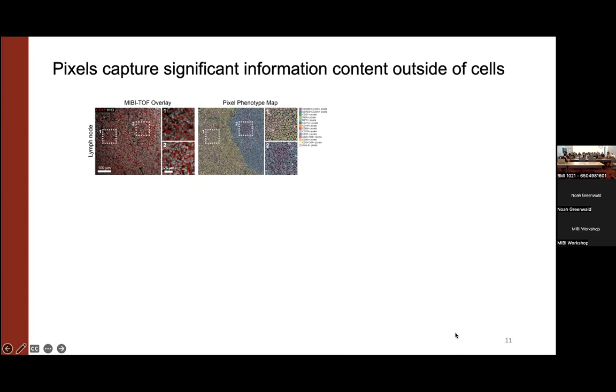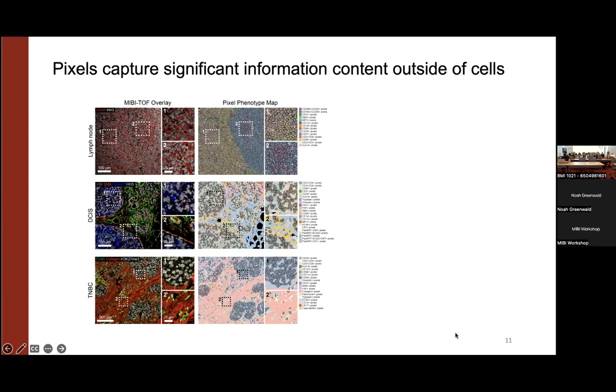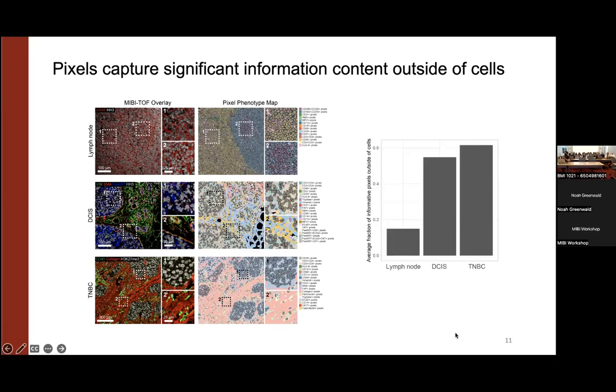However, in other types of tissues, such as in ductal carcinoma tissue or in triple negative breast cancer, we can see that the cells actually don't cover the majority of the image. And there's a lot of stuff that exists outside of the cellular space. So if we were to actually quantify this, you can see that in DCIS and in TNBC, the majority of the pixels in the image are actually outside of the cellular space. And so when we're doing things at the cell level, we're completely throwing away all of this information in the image. So we wanted a way to be able to quantify these features.